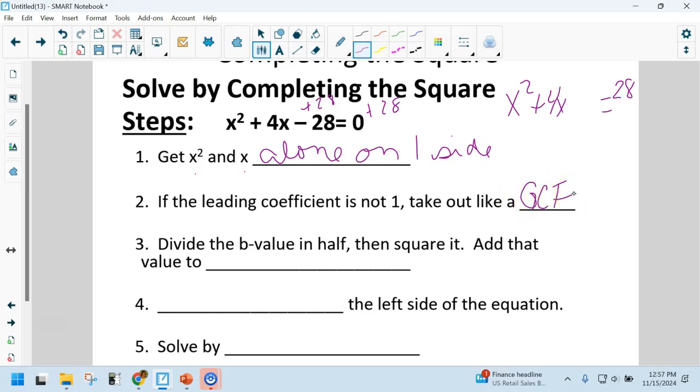Okay. If our leading coefficient is not 1, we take it out like we would take out a GCF. So the leading coefficient is referring to if there's a number here in front of the x squared. We're not going to deal with that a whole lot in Algebra 2, but if there was a number there, we would factor it out.